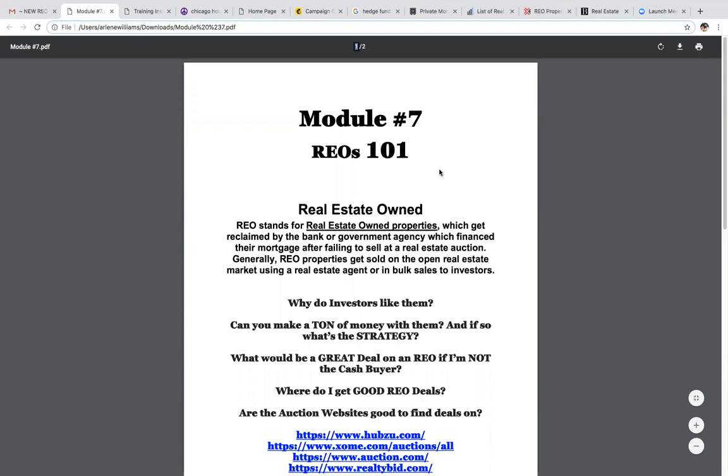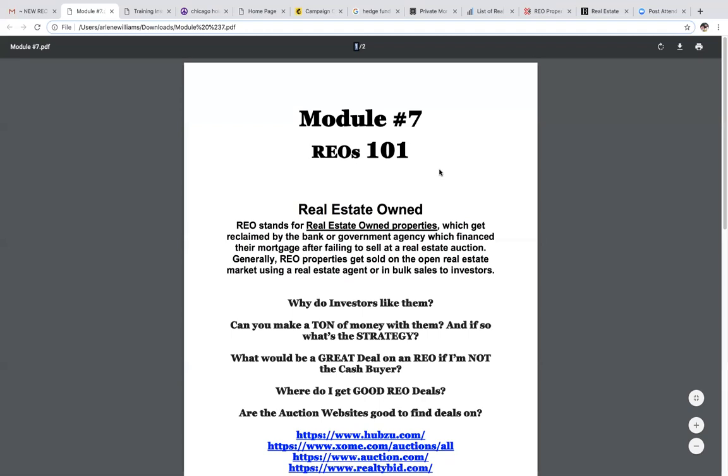REO stands for real estate owned properties. Basically, these properties get reclaimed by the bank or government agency which finances their mortgage after failing to sell at a real estate auction. That's the key point. So they fail to sell these properties at an auction.